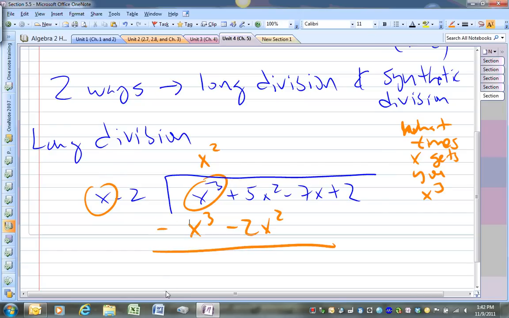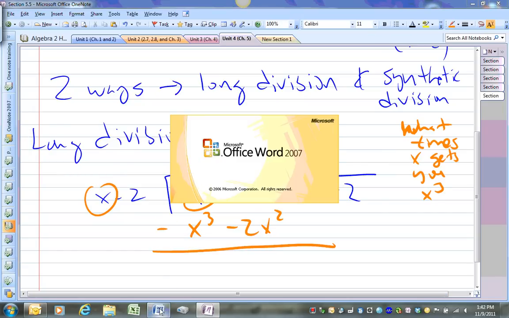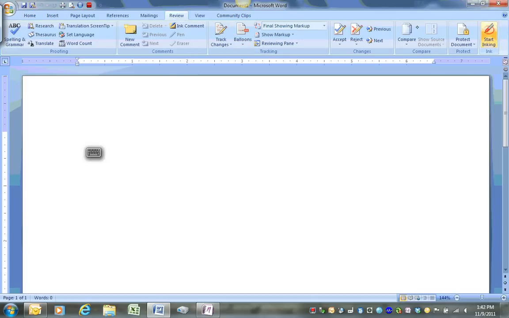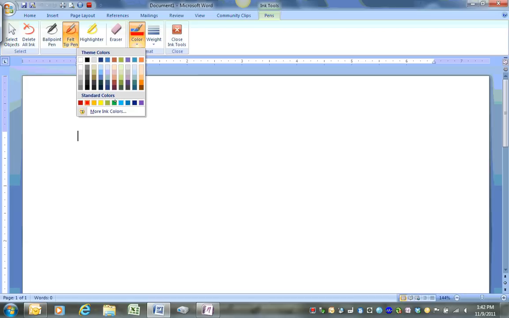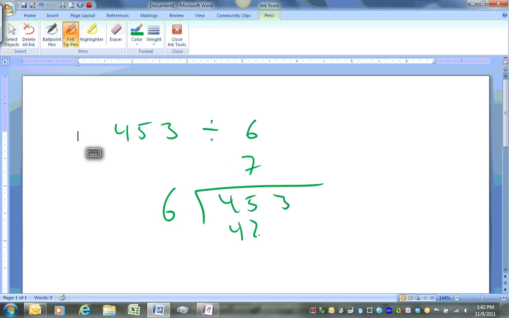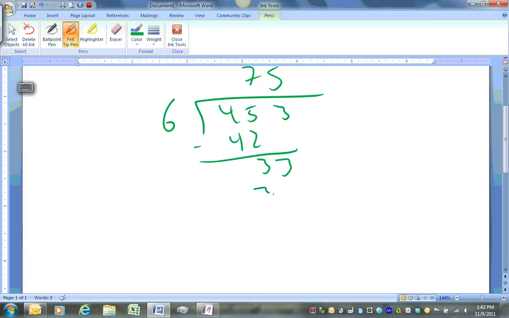And what we're probably going to do is, off to the side here, and I probably should have done this earlier, I just realized it right now. What if I asked you to do 453 divided by 6? You do something like this. You figure 6 goes in 45 7 times. Then you multiply 6 and 7 to get 42. Then you subtract, bring it down, then you repeat the process. How many times does 6 go in 33? 5 times 6 is 30, so the remainder is 3.